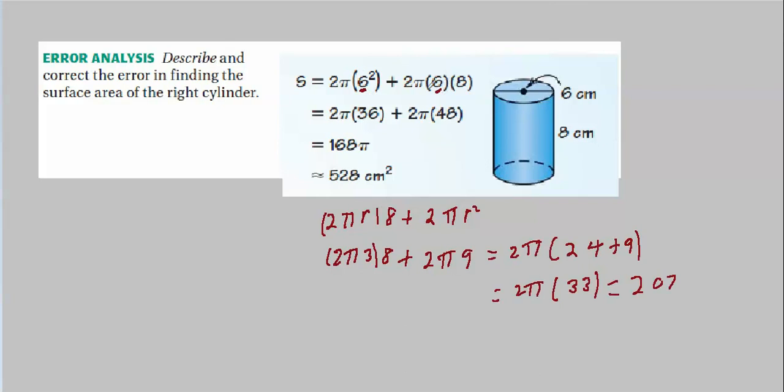Well, if we cut the diameter in half in order to get the correct radius, which is 3, we can pull out the 2 pi, our distributive law, to make this a bit simpler, and make it 2 pi times 24 plus 9. 33 times 2 pi, or about 207. The answer is significantly different. Of course, when you use the wrong numbers, you really can't expect to come up with the right answer.